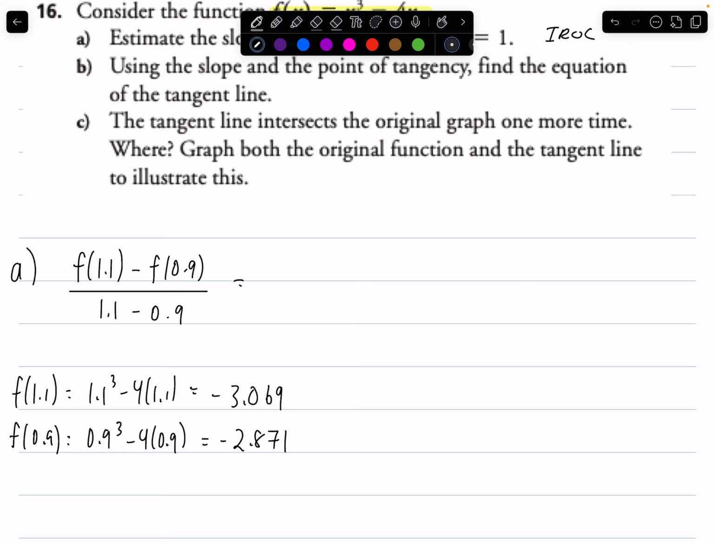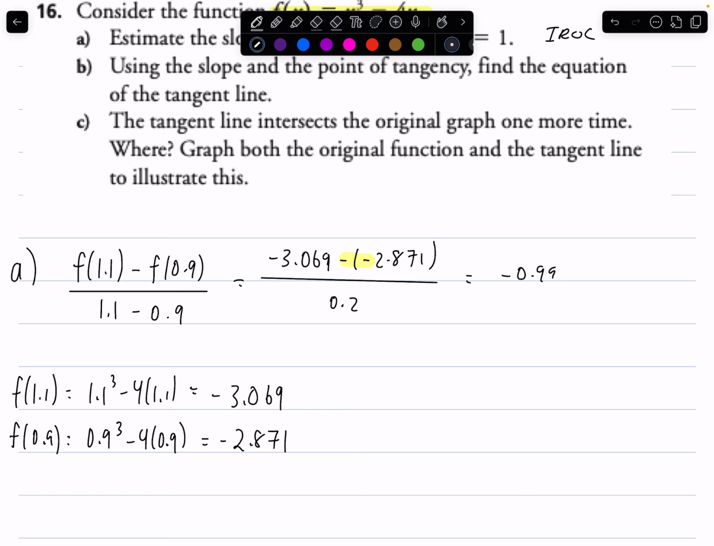Okay, so let's plug those in. Negative 3.069 minus negative 2.871, all over 0.2. So notice how the minus and the minus will actually give us a plus. So let's put that in our calculator. Plus 2.871 divided by 0.2, and we end up with negative 0.99.